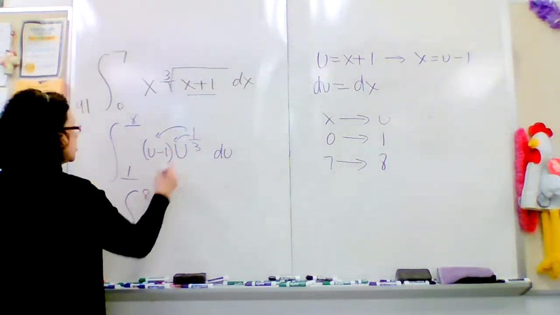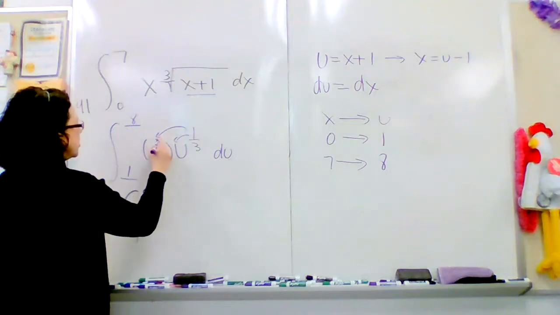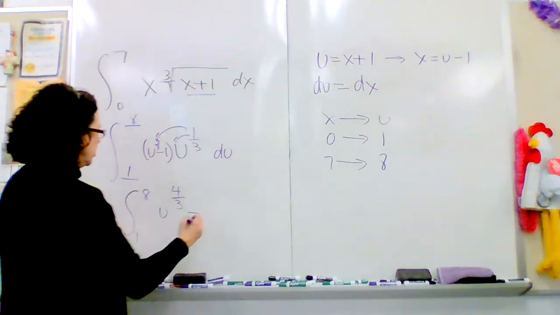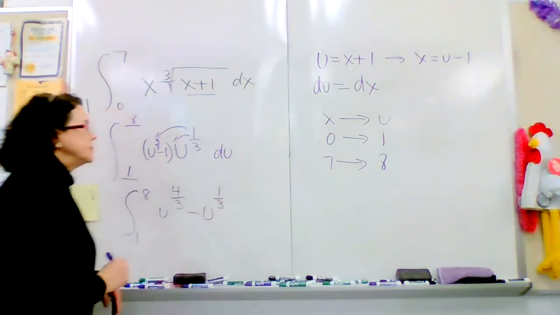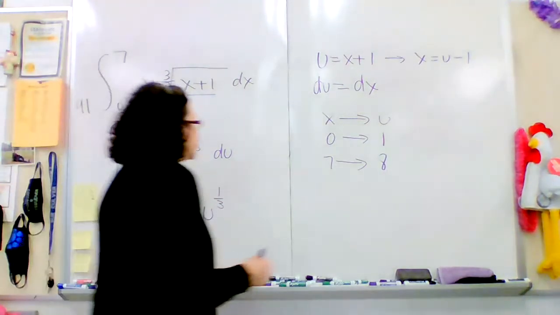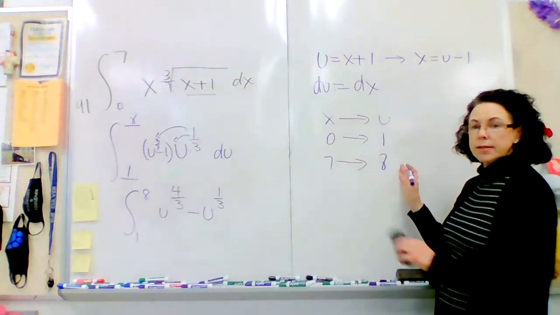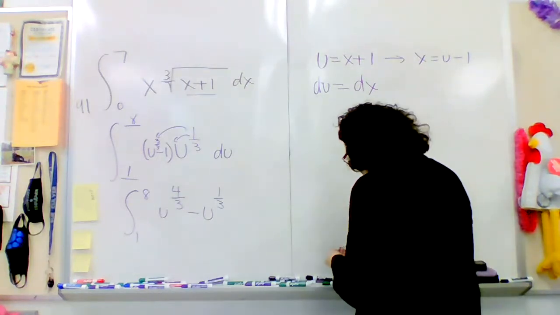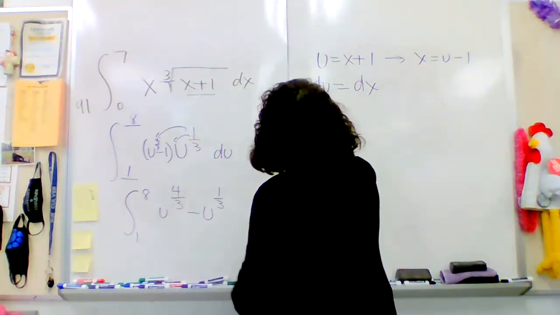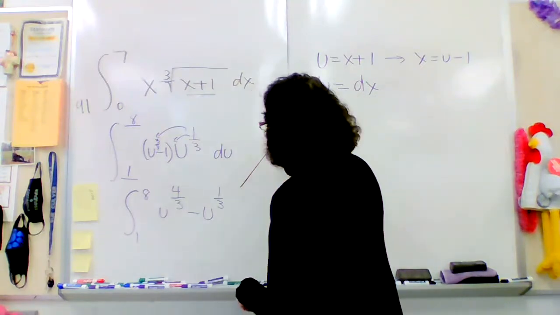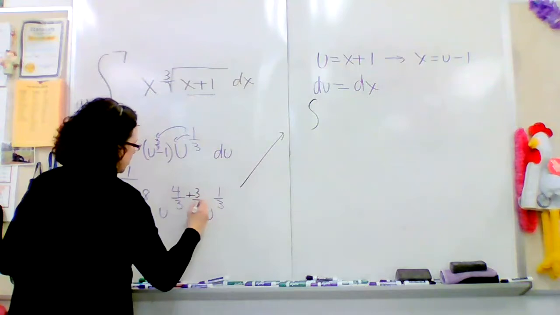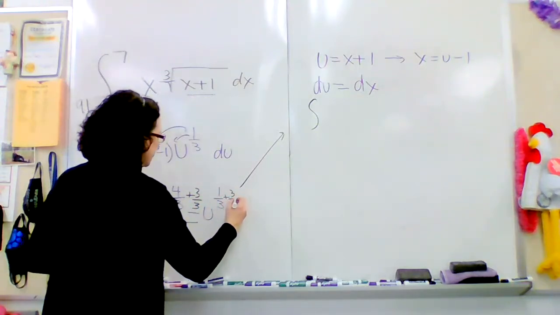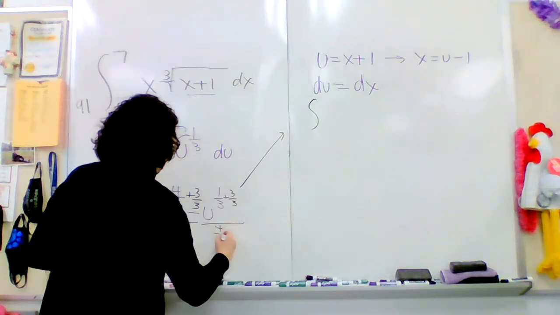Okay, let's not integrate yet. Let's first just distribute. That's u to the 3/3, so that's u to the 4/3 minus u to the 1/3. I'm kind of running out of room. I'm going to erase right there, because I still have to integrate. So let's integrate. I'm going to add 1 to the exponent and divide by the new exponent. Add 1 to the exponent and divide by the new exponent.